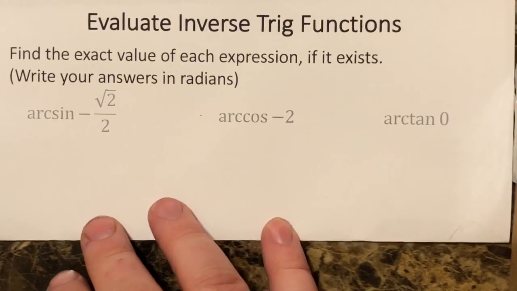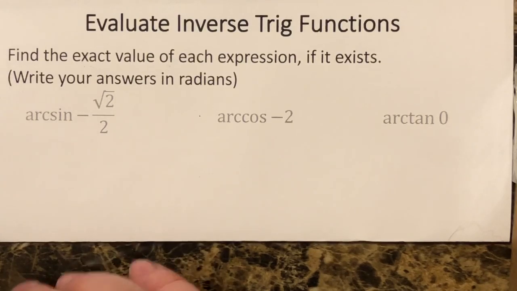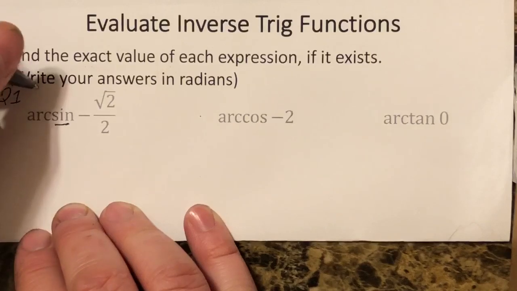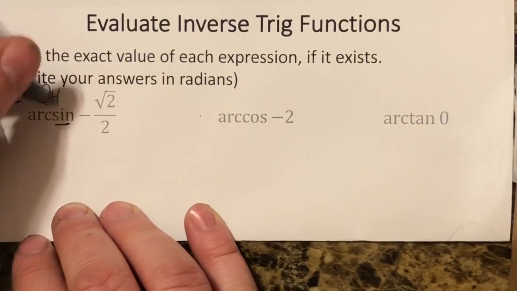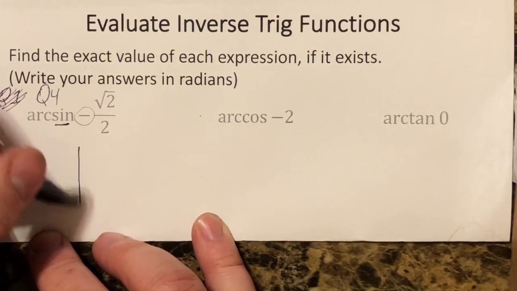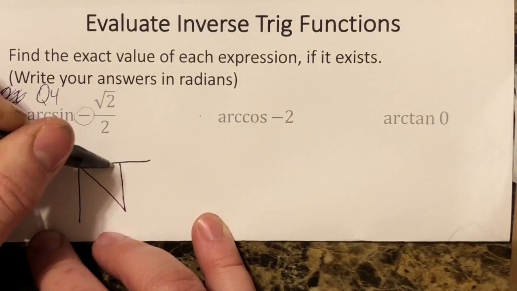All right, so again, the instructions essentially say the same thing. Find the exact value if it exists, write your answer in radians. This is arc sine. So again, since it's sine, this is quadrant 1 or quadrant 4. Now again, you see the negative sign, so it can't be quadrant 1. So you already know that your triangle is going to be down here in quadrant 4.